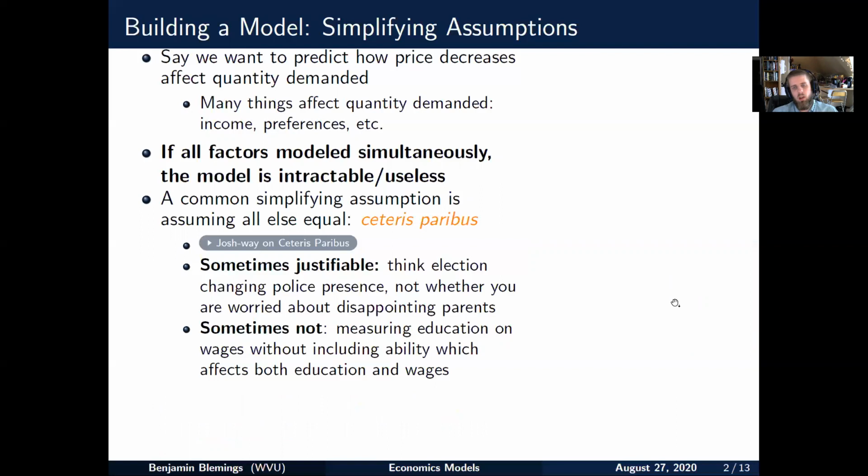But sometimes the ceteris paribus assumption will not be that justifiable. For instance, if you're measuring education's effect on wages and you don't include ability, you're omitting a very important third variable that you should try to take into account in your analysis.